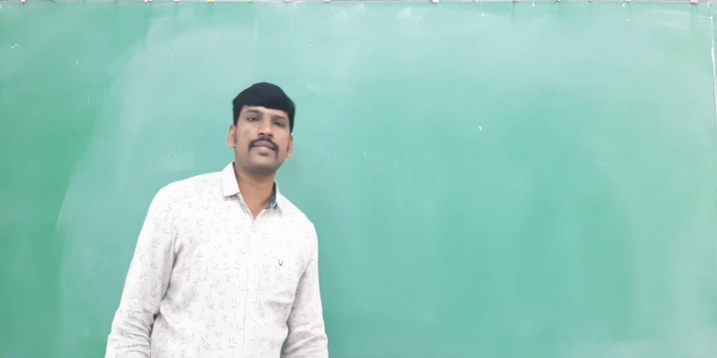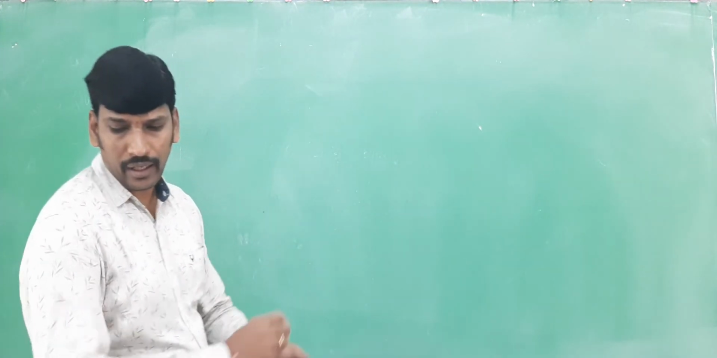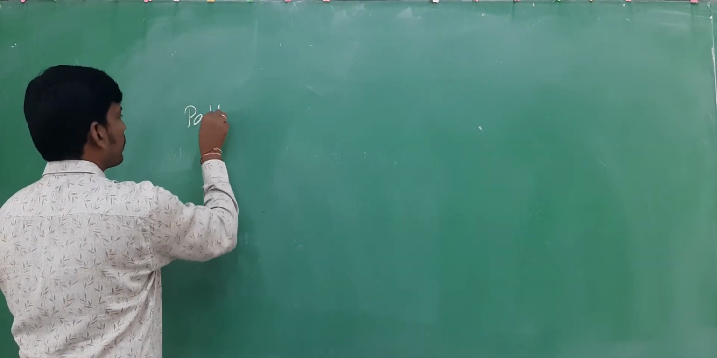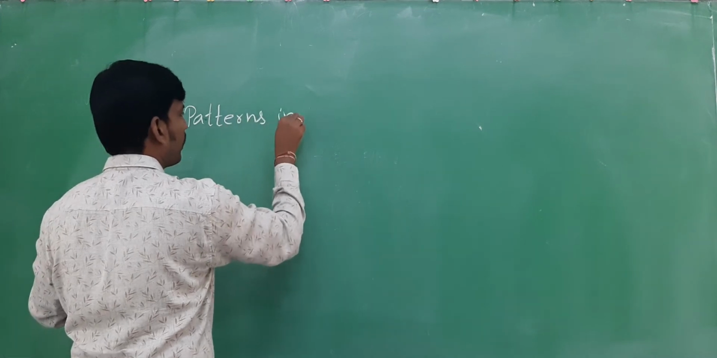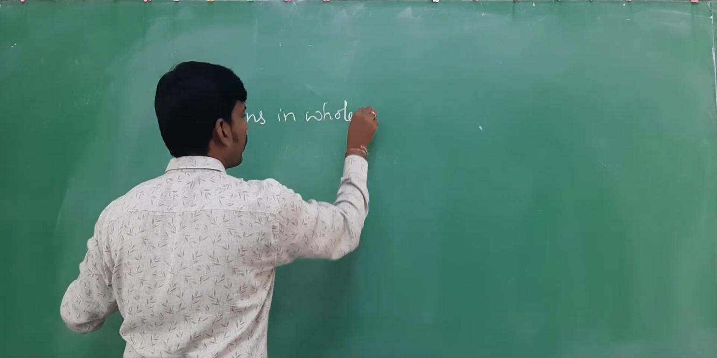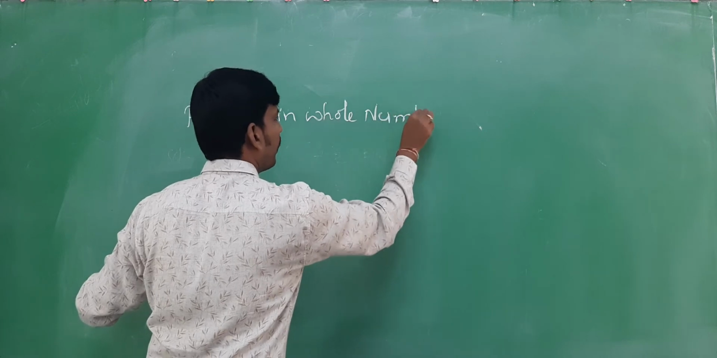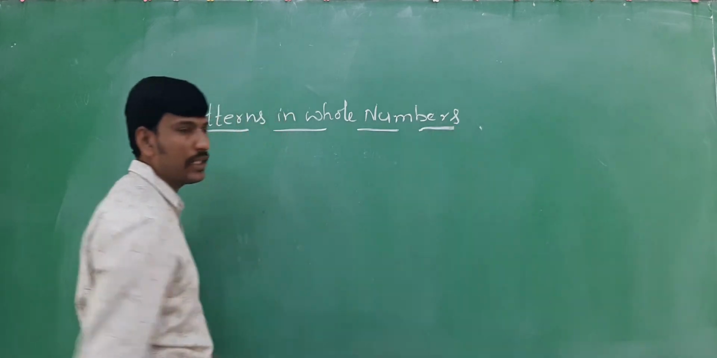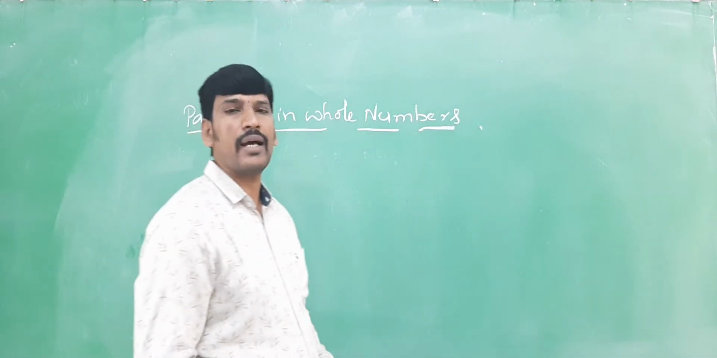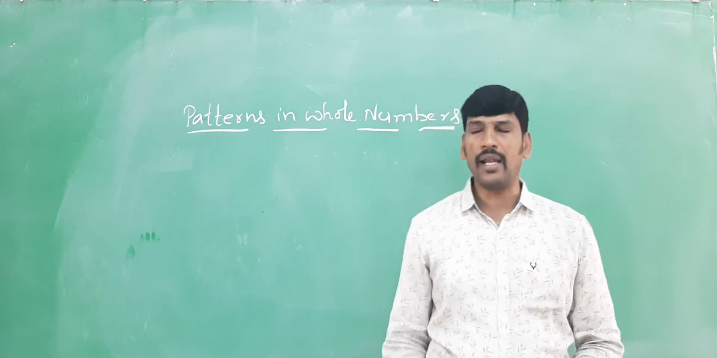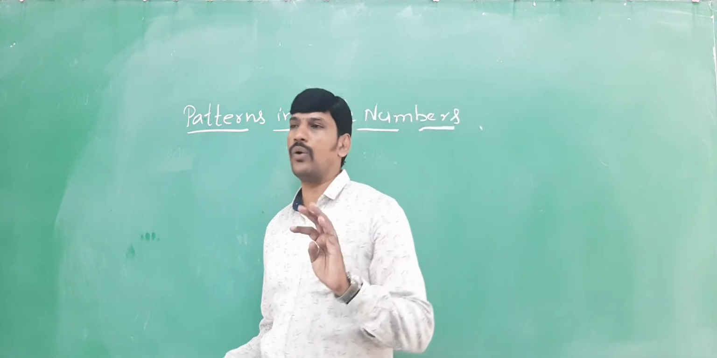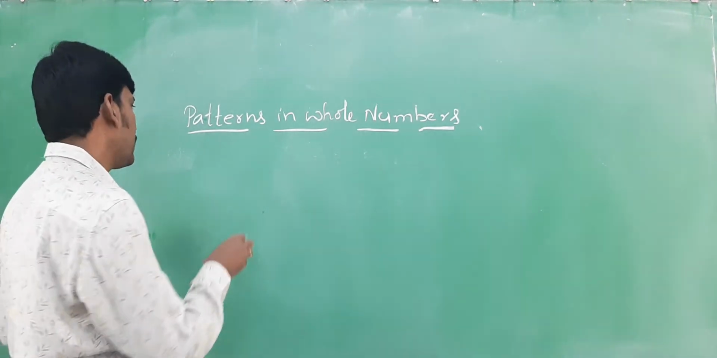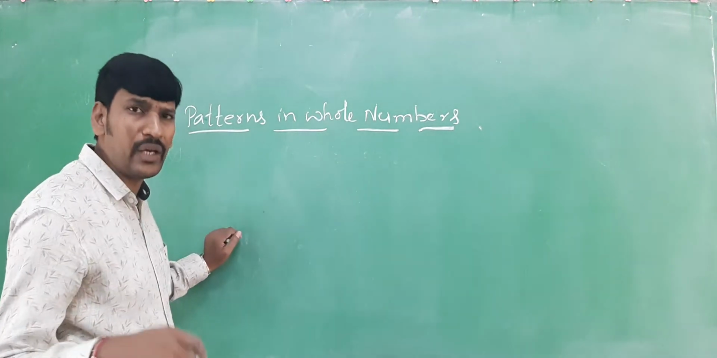Right children, let us discuss patterns in whole numbers. Listen here, patterns in whole numbers. For every whole number we can convert it into the form of either a line, a rectangle, a square or a triangle. Only these four shapes are allowed, no other shapes. Take any whole number.